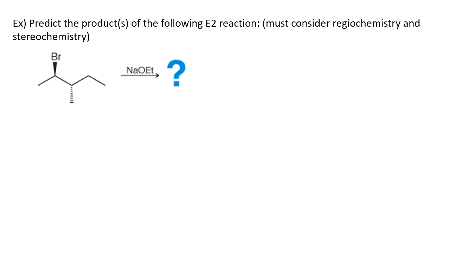All right, in this problem, we're going to do the same. We're going to predict the products of the E2 reaction. We're going to consider regiochemistry here and stereochemistry. All right, so I know that the carbon with the halide is my alpha carbon, and I have beta carbons that have two different sets of hydrogens. Right there, this tells me that I'm dealing with regiochemistry. Regioselectivity, remember, arises when we have beta hydrogens on different carbons.